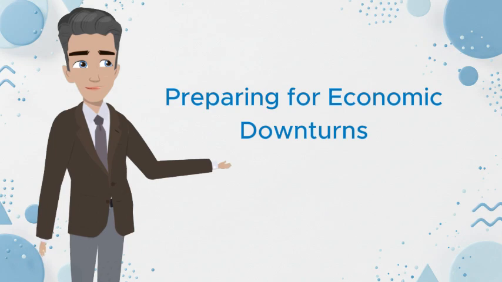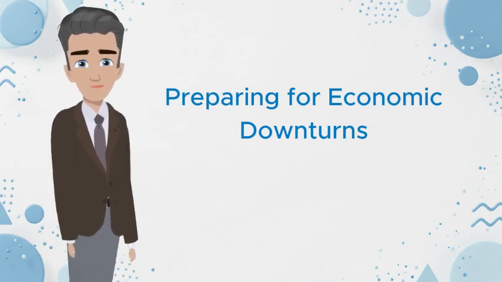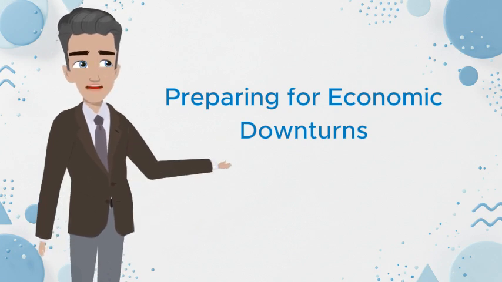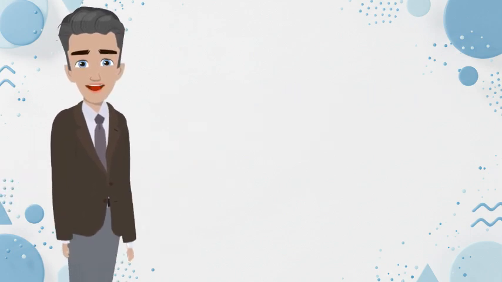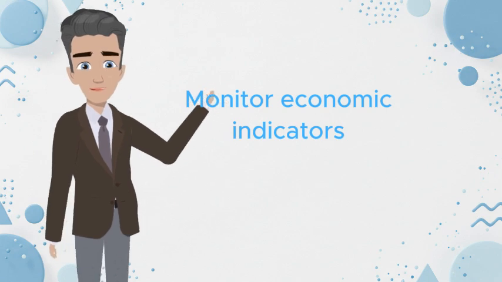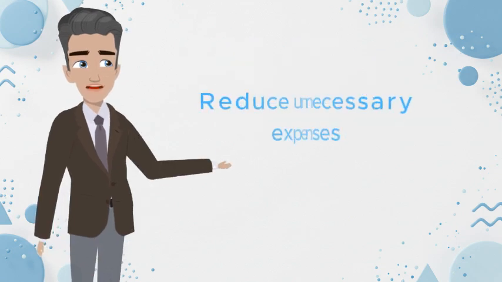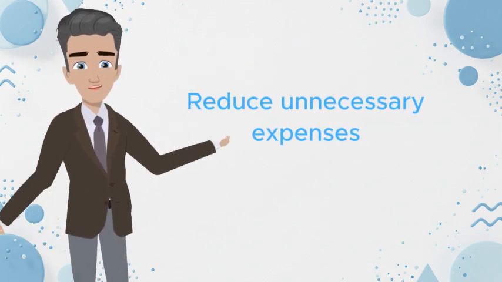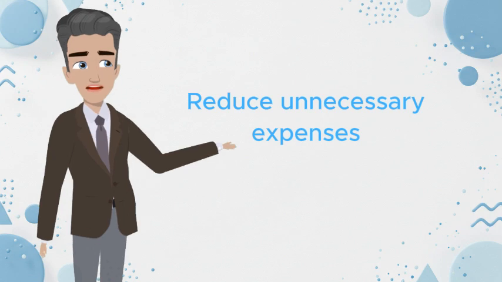Preparing for economic downturns. Economic downturns are unpredictable, but preparing for them can help your business survive and even thrive during tough times. Here's how to get ready. 1. Monitor economic indicators. Keep an eye on trends like inflation, unemployment rates, and consumer spending. 2. Reduce unnecessary expenses. Trim costs that don't directly contribute to revenue generation.